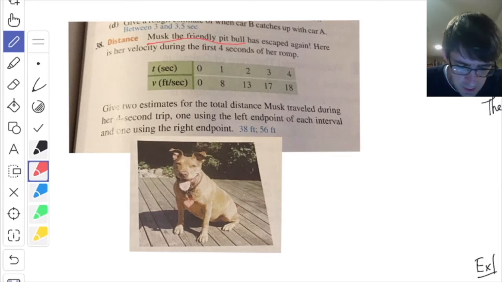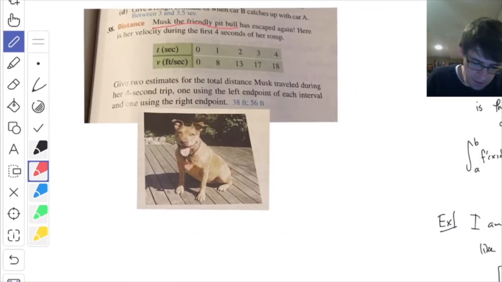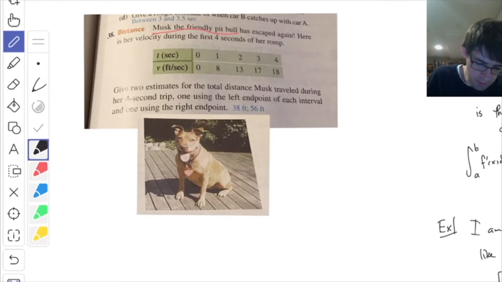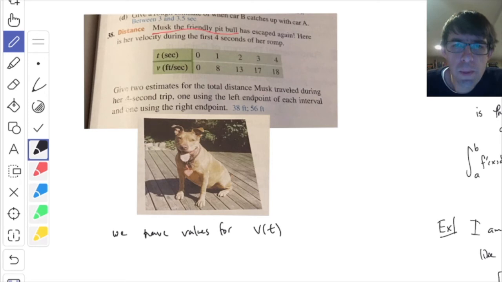It says here is her velocity during the first 4 seconds of her romp. Okay, so in these 4 seconds, those are the velocities at each moment. And it says give 2 estimates for the total distance. So in this case, these values are of the velocity. So we have values for a velocity, I'll write as v of t. And what we are being asked to do is estimate the distance traveled.